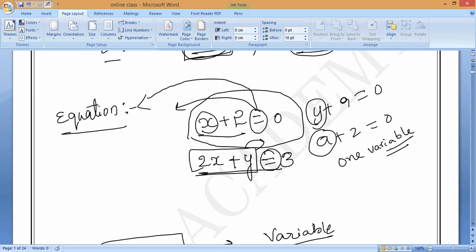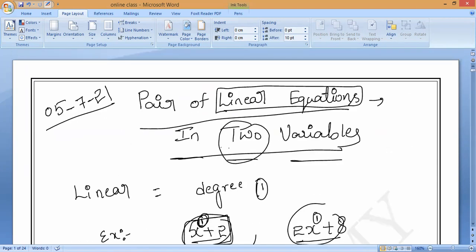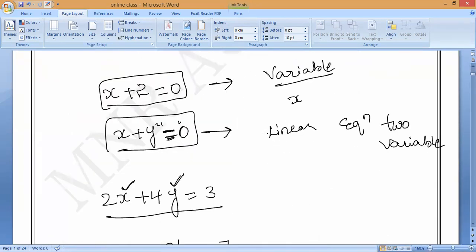Now, if you come to class 10, we are going to study linear equations with two variables. Two variables must be present, and the power should be one. Till now we have studied linear equations with one variable, but our chapter is linear equations with two variables.